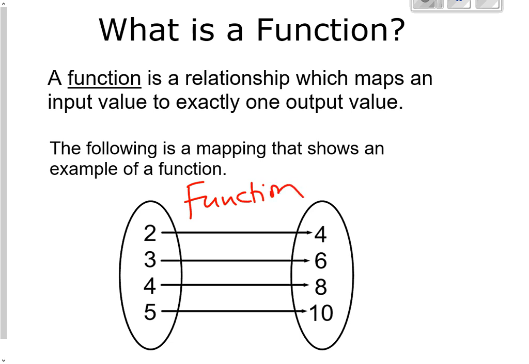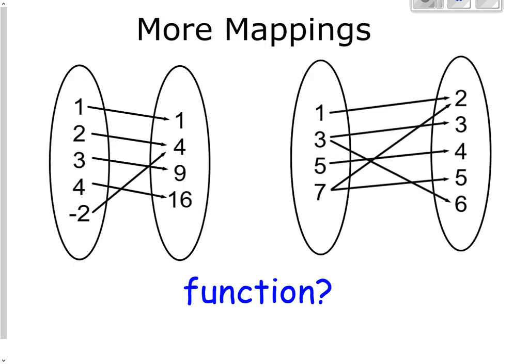If we graphed it, you would see it's a linear function. It produces a line. So we can have all different types of functions. If you notice, that's the name of this course, by the way, functions. So that's what we're going to be looking at from here on in. All right, so now we have a few more mappings, and we have to decide, are these functions?